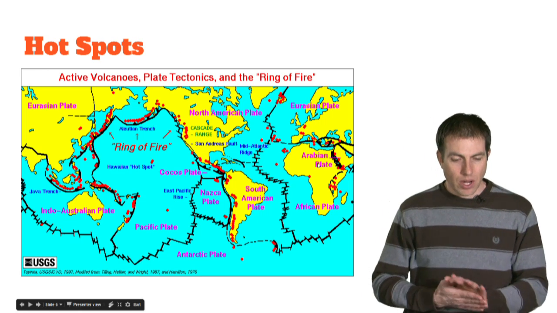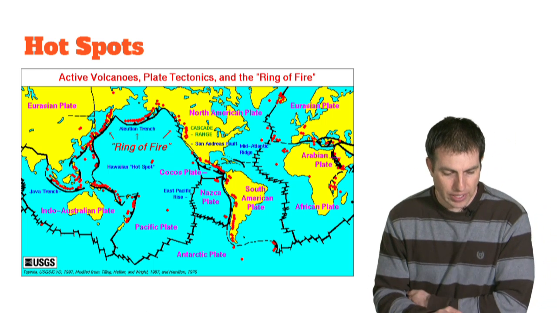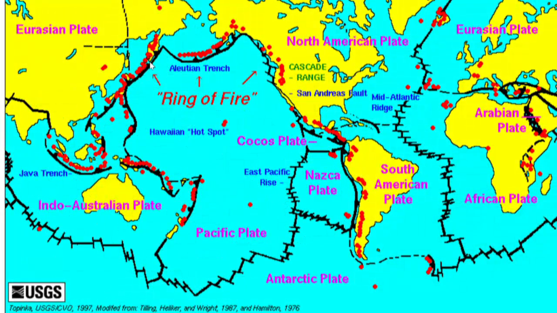All right, the Ring of Fire. Here we go. Any Johnny Cash fans out there? No, I won't sing for you. So the Pacific Plate has all of these plate boundaries all around the outside of it. It's called the Ring of Fire because it's the most volcanically active places on Earth.